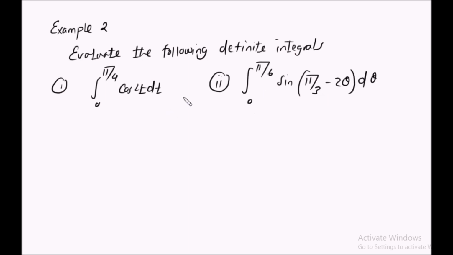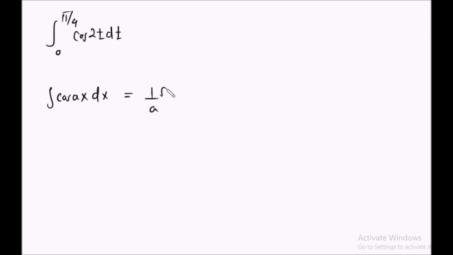So tuanze na kwanza hiyo. So amesema ni from 0 to pi over 4 integrate cos of 2t with respect to t. So kwenye ile tutorial iliyopita nilisema nikiintegrate cos of ax with respect to x ni sawa na 1 over a sin of ax plus c.